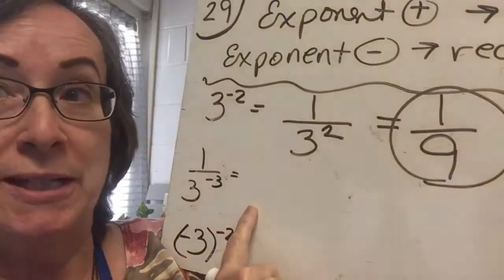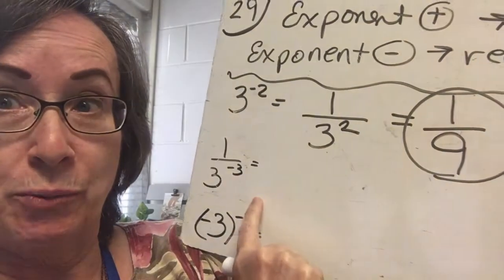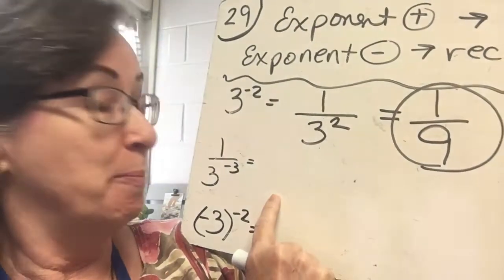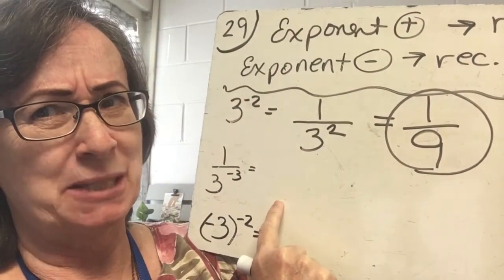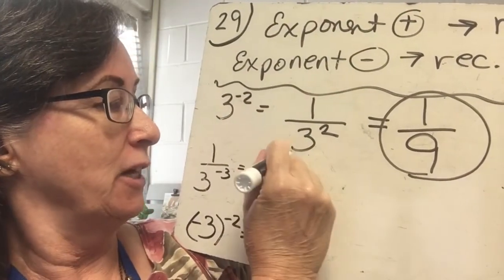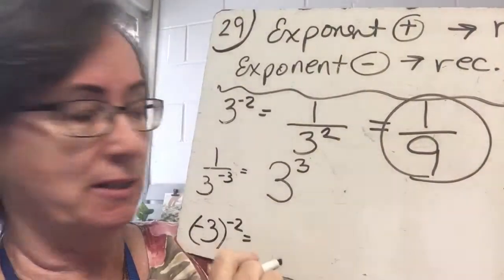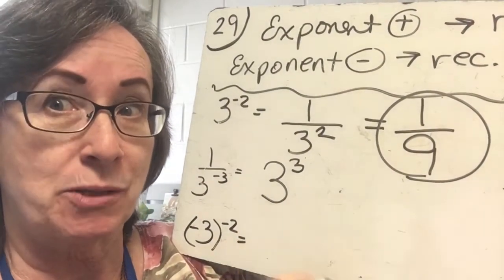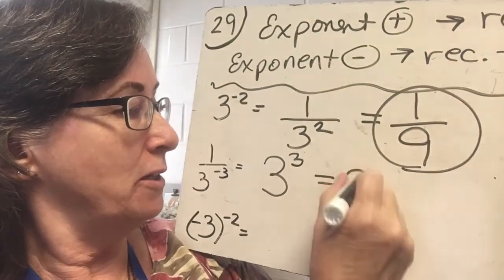For the next one, we start with 1 over 3 to the negative 3. But we want a positive exponent. So we're going to move it up, and it's going to become 3 to the third upstairs. And 3 to the third is 3 times 3 times 3, which is 27.